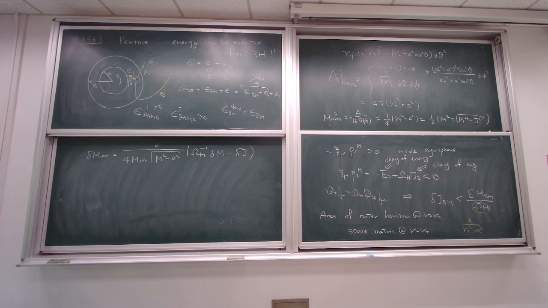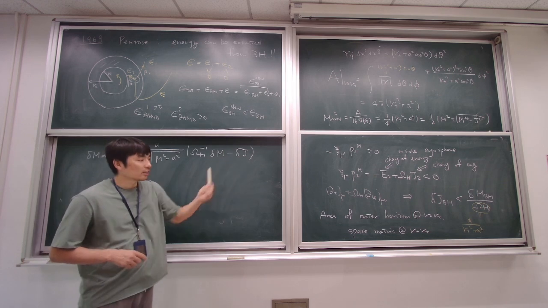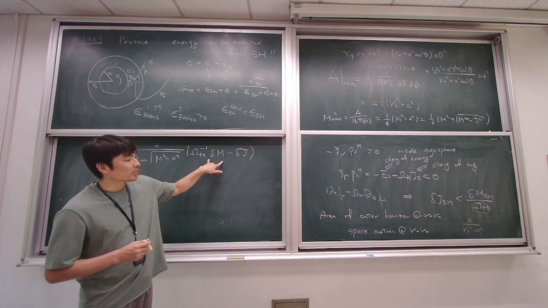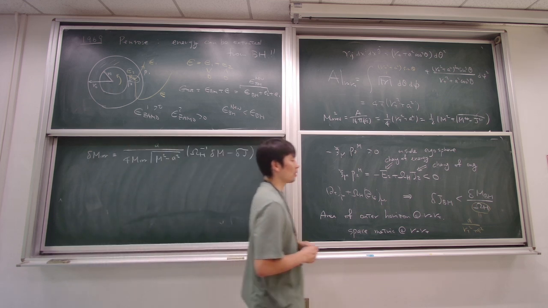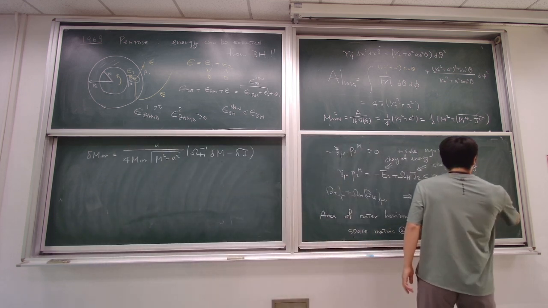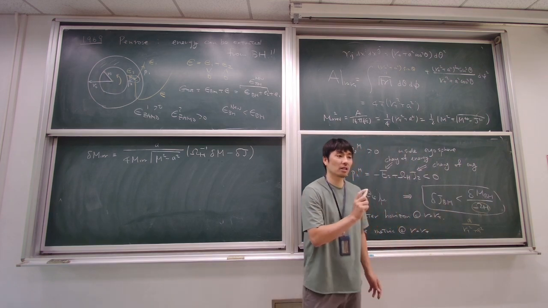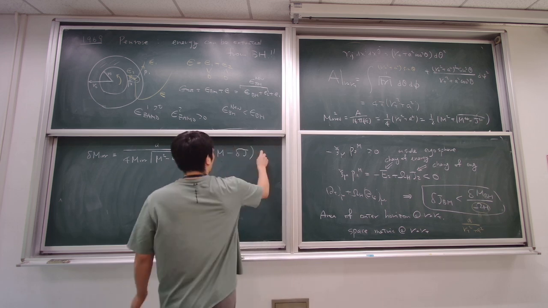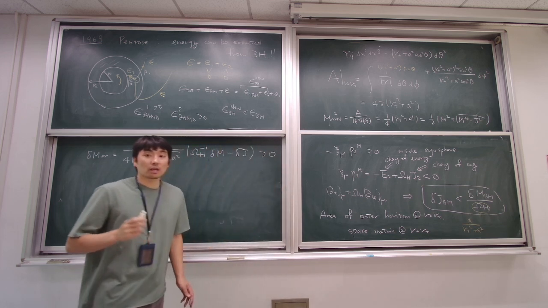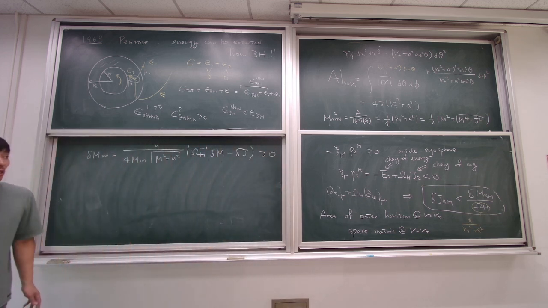Okay, and take the variation. How does M irreducible behave with respect to variation of mass and J? And you will get this one. But since from the Penrose process we obtained this inequality, therefore this has to be positive.